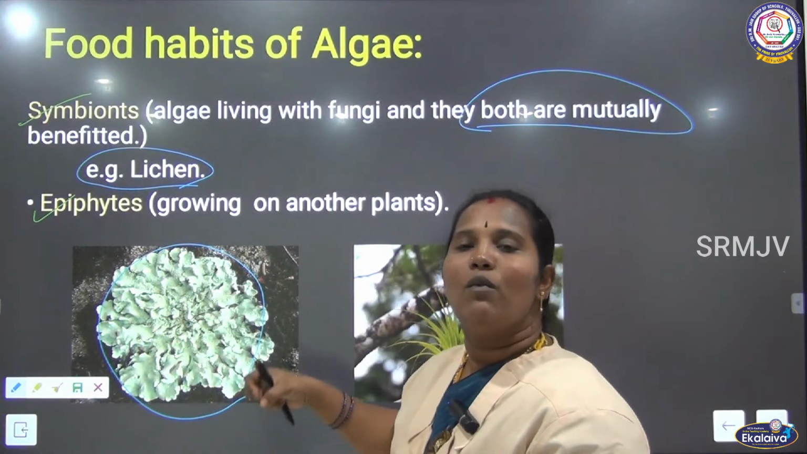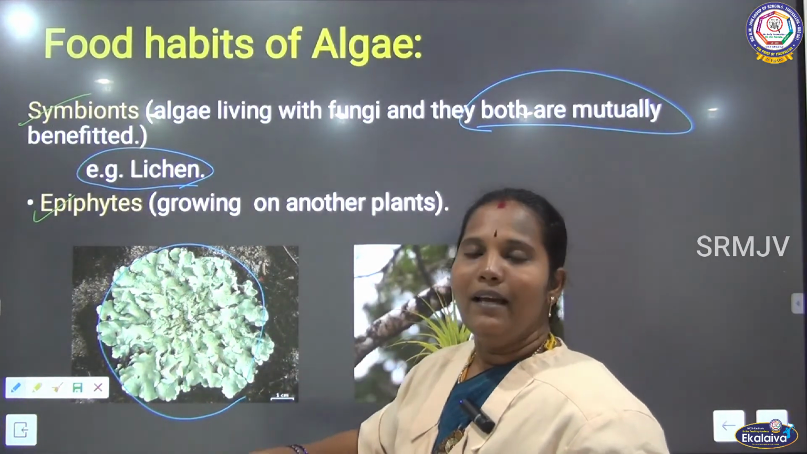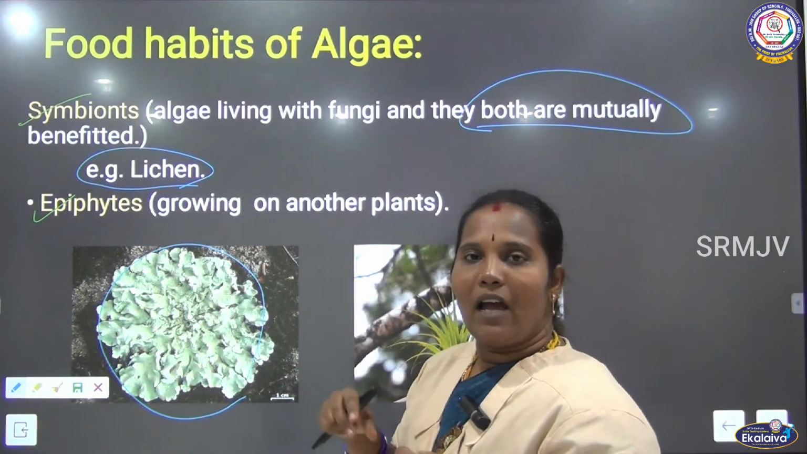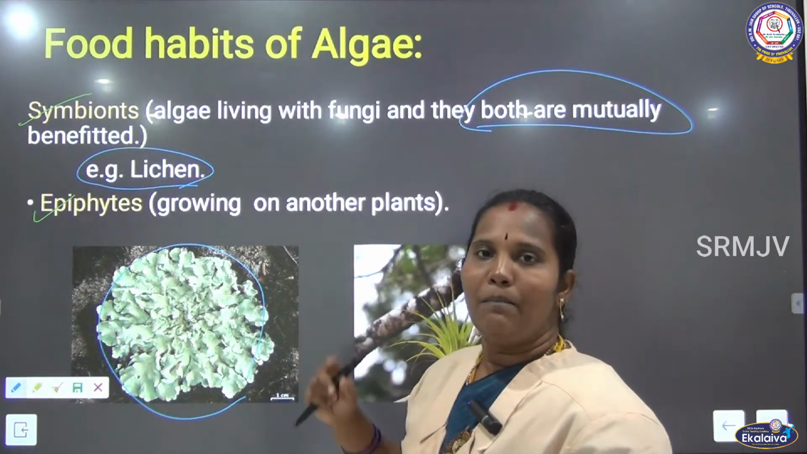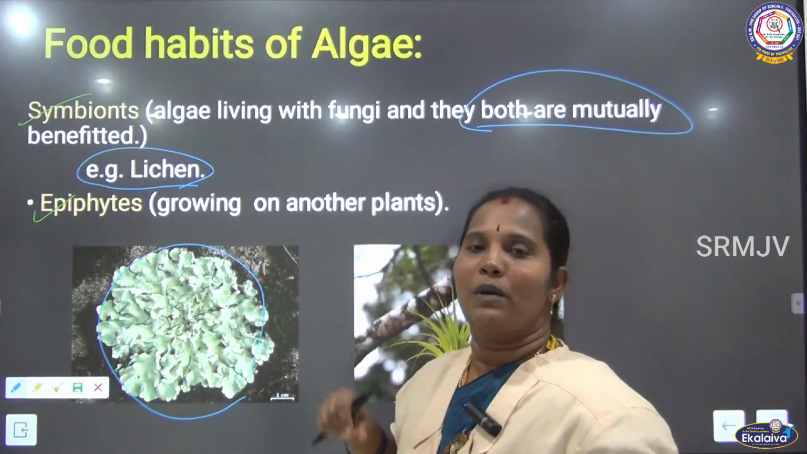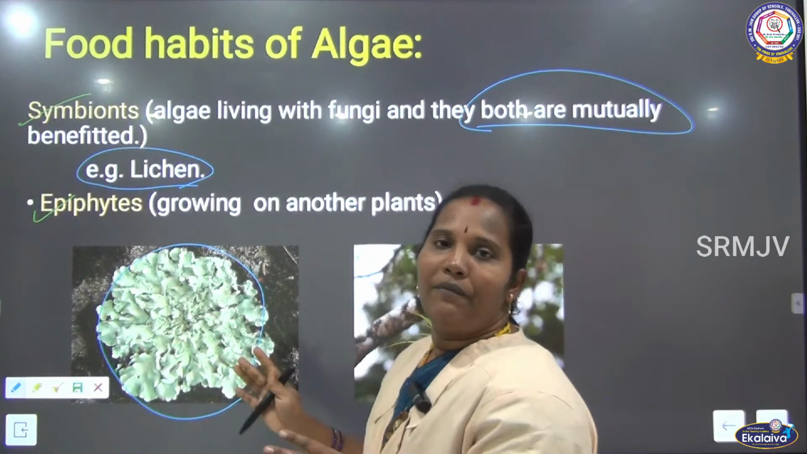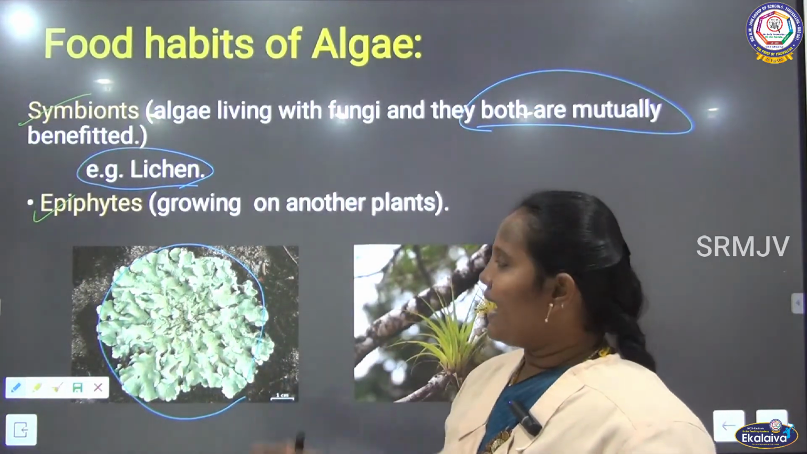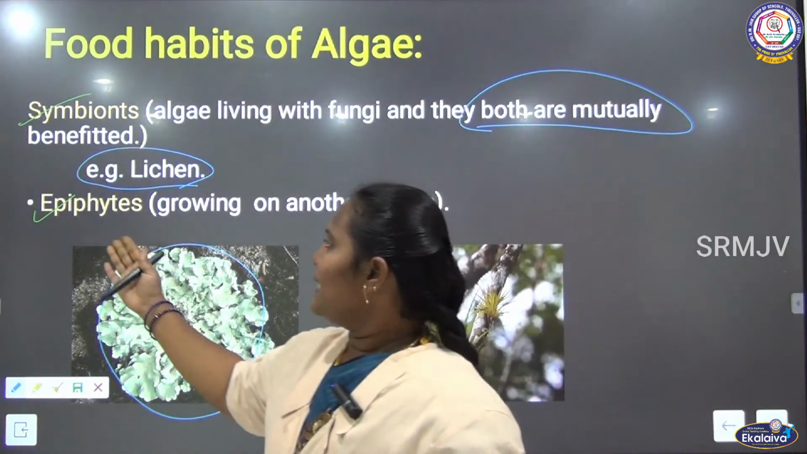Fungus absorbs the water and minerals from other places. They give them to the algae. Algae prepare the food, since algae have chlorophyll. But fungus doesn't have chlorophyll, yet it provides the materials to prepare the food. Like this, they both are mutually benefited like symbionts. So lichen is the best example for symbionts. Next one we have to see is epiphytes.